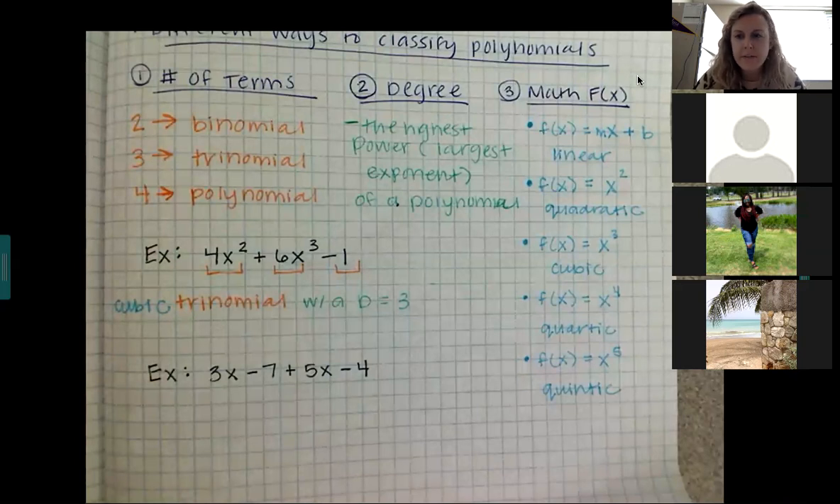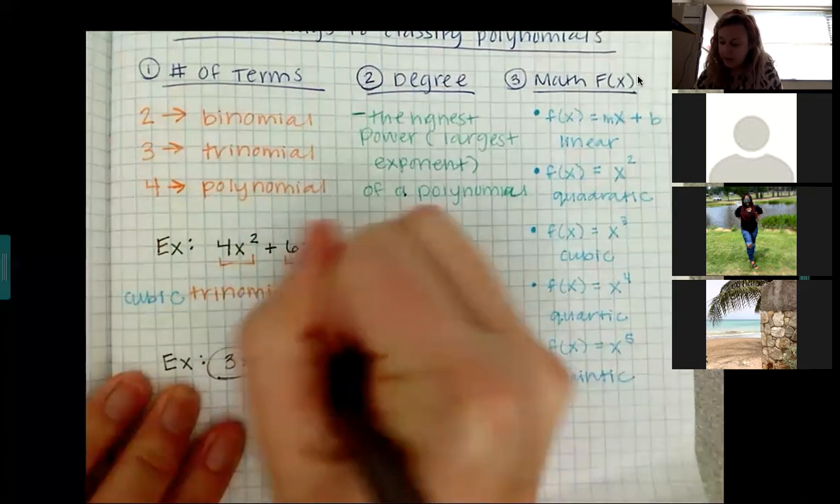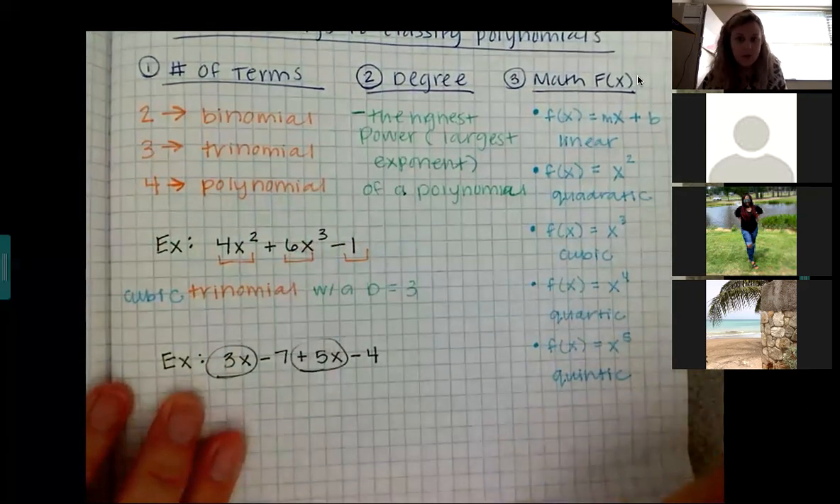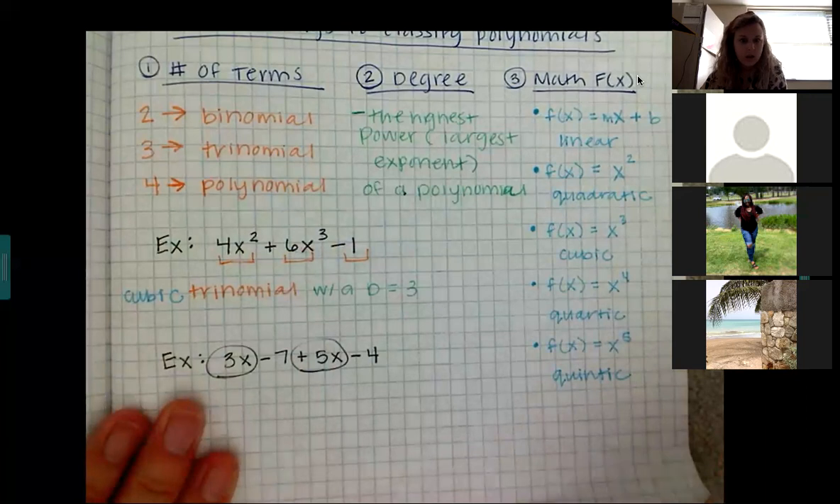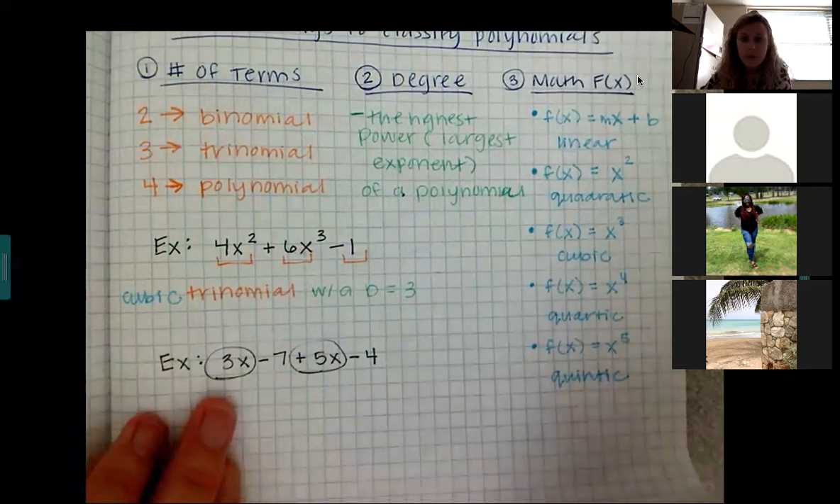Are there really 4 terms? No. Why not? Because we can simplify. Good, Haley. You guys can simplify this one, right? Can't you combine 3x plus 5x? Aren't those like terms? You guys learned that in Math 1, right? Yes. Okay, so let's simplify it first. What's 3x plus 5x? 8x.